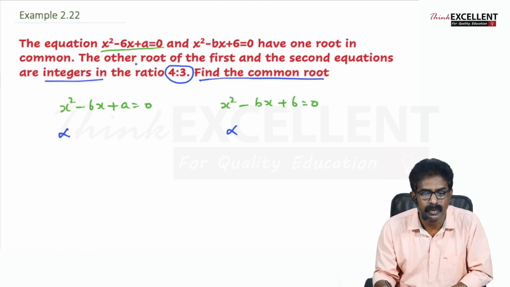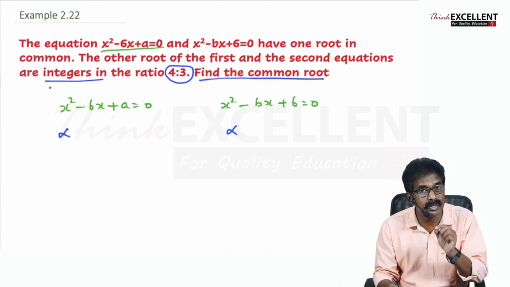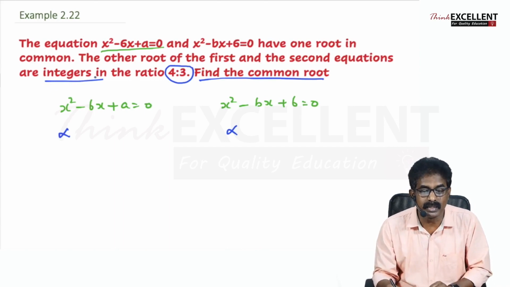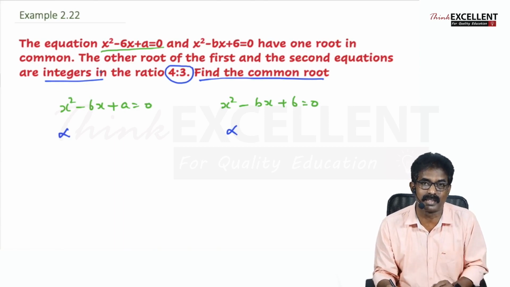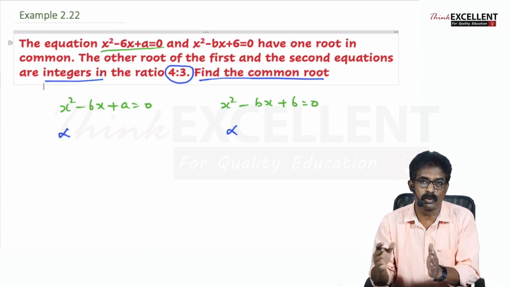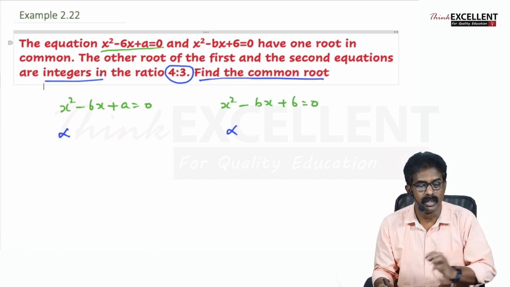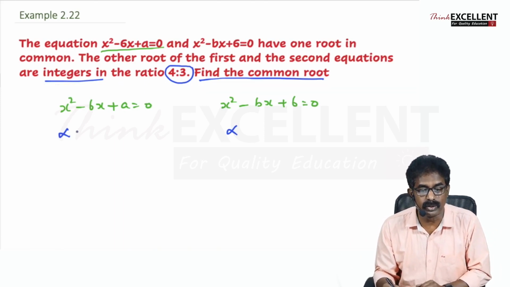So please listen. The other roots of the first and the second equations are integers. Sometimes we skip these words. Integers in the ratio. So if it is not an integer, don't take that. If you get some fraction, don't take it. Integer: 0, 1, 2, 3, 4, minus 1, minus 2, minus 3. And they are in the ratio 4:3.